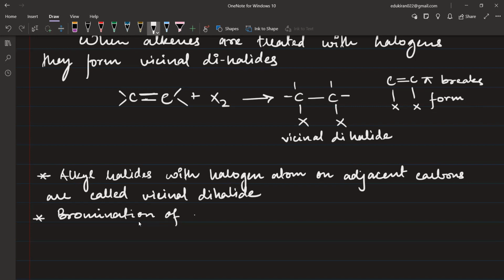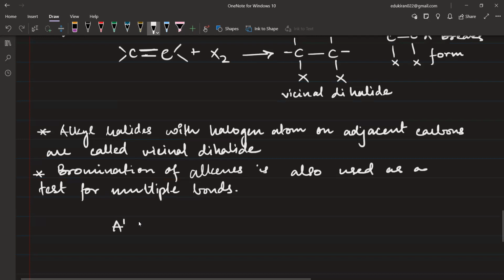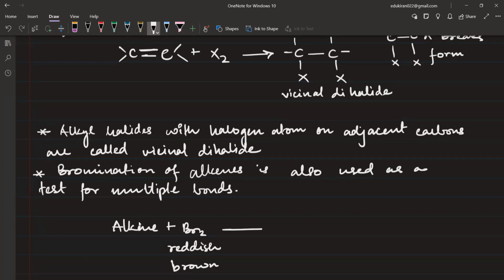Bromination of alkenes is also used as a test for multiple bonds. Okay, so if I have alkene plus Br2, this Br2 is reddish brown in color. When you mix it, you are going to get vicinal dibromide, and it is colorless.